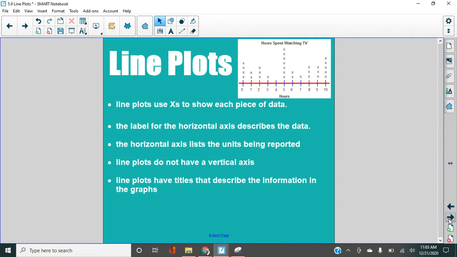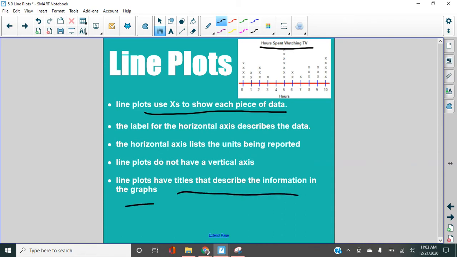Now look at this information here. This is a description of a line plot. I know you've seen these once before in third grade, but probably not too much. A line plot uses X's to show each piece of data. So you can look at this line plot up here. It has a title. It always has titles that describe the information in the graph. And then it has what's called a horizontal axis.